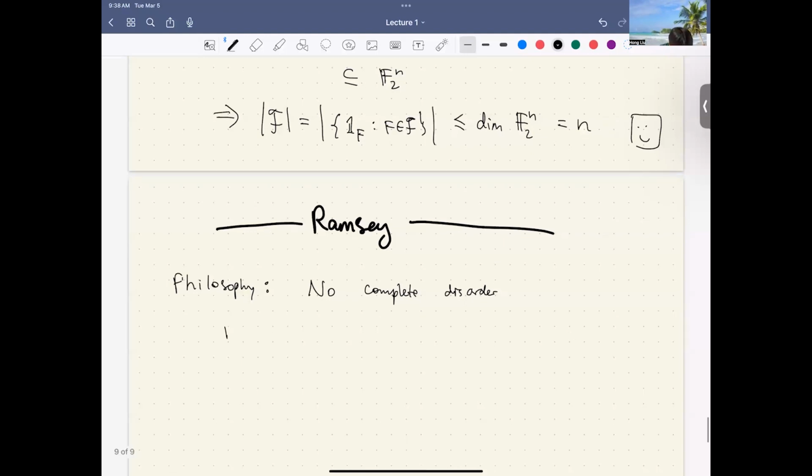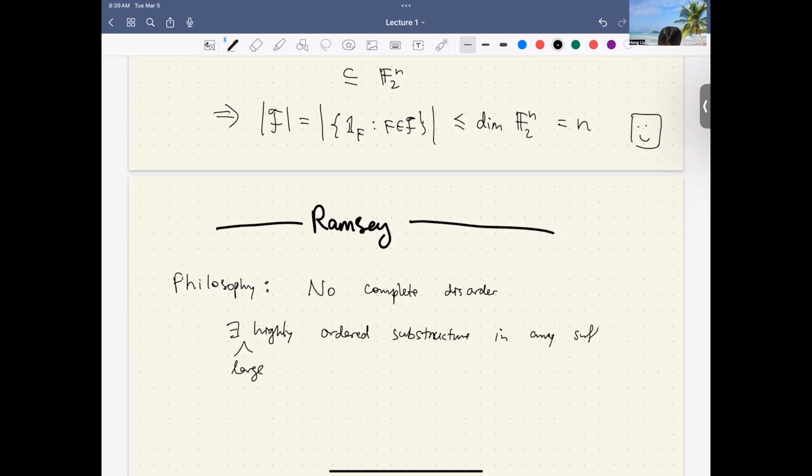So we can find, there exists, a highly structured or highly ordered substructure, maybe large, in any sufficiently large system.